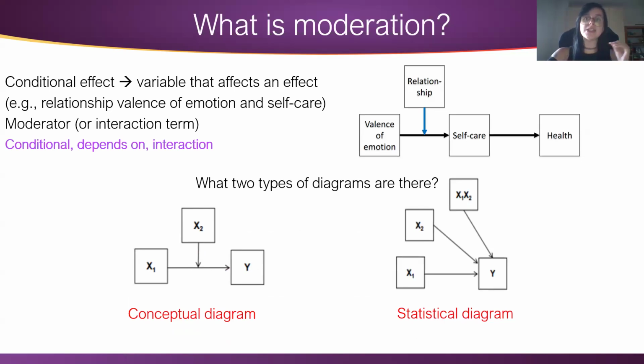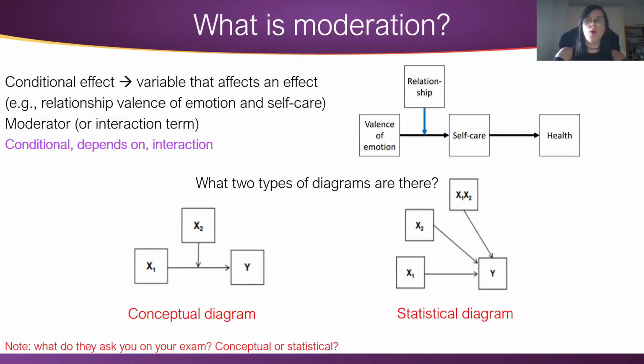Or we could have the statistical diagram. What changes here is that now the variable will not be pointing at the arrow anymore, but will be pointing at the variable that this arrow was pointing at. And we're also going to see this new variable, which is the result of the interaction or multiplication of the moderator, X2, and the X1. So the original variable from which the arrow, the relationship, the effect was coming from.